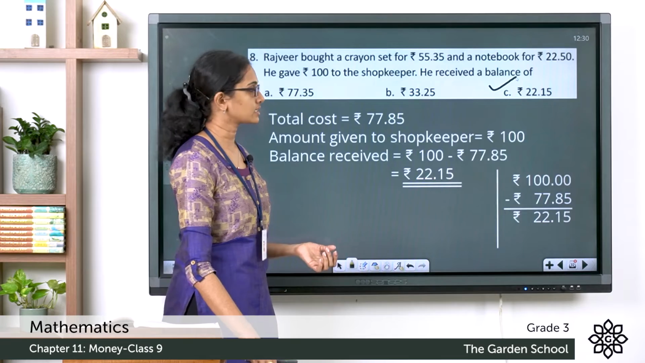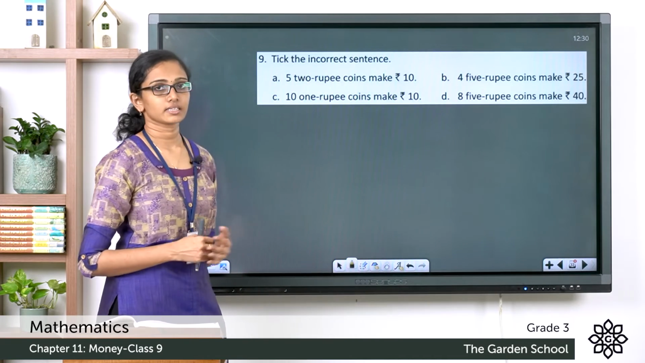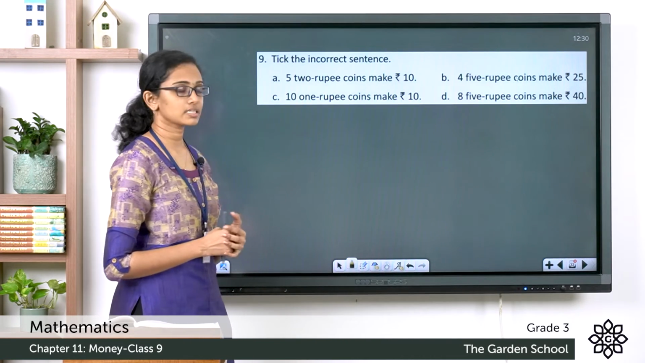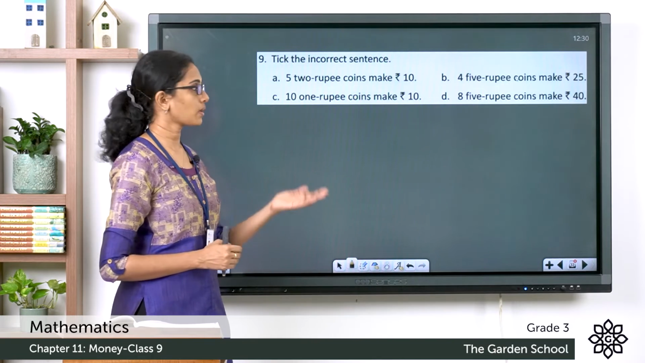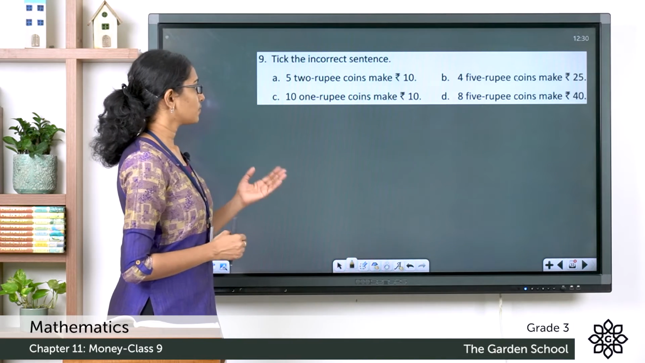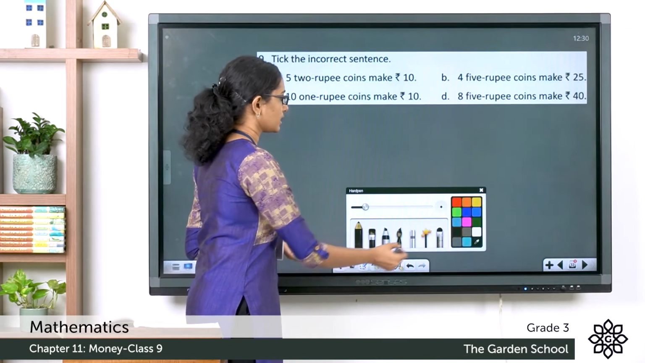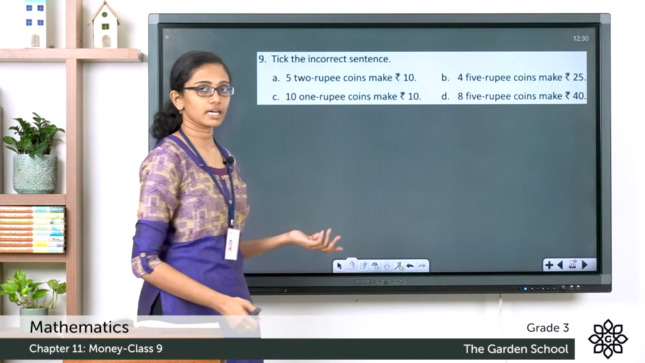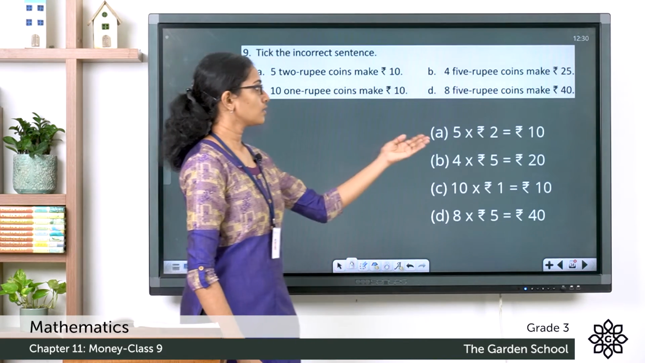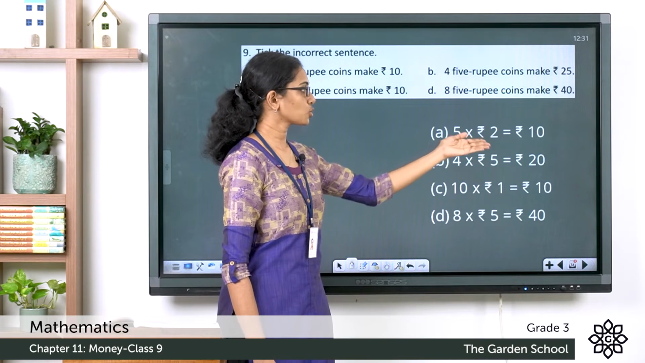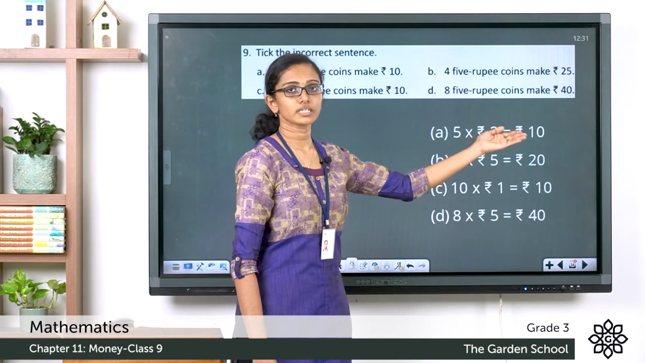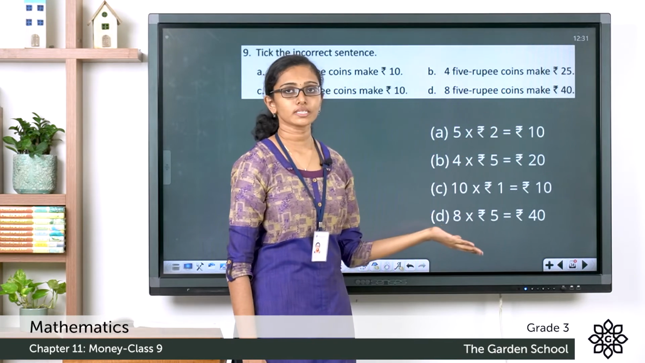Now the ninth question. Tick the incorrect sentence. You are given 4 sentences here. Let's go through them one by one. So the sentence A, 5 2 rupee coins make rupees 10. Is it correct? Yes, because 5 into 2 rupee, 5 2 rupee coins will add up to, or is equal to, a total of rupees 10.